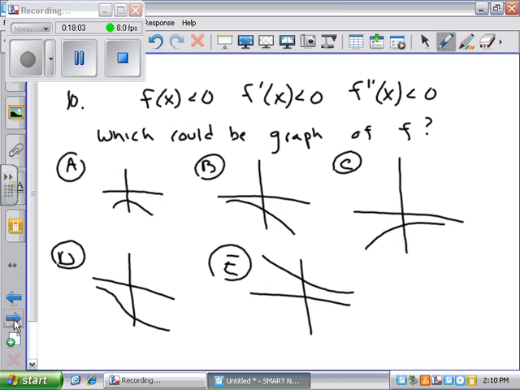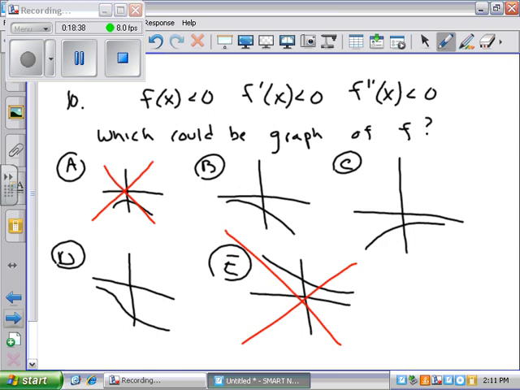Okay, so what are you looking at? They're saying the function's negative. So if the function's always negative, what does that mean about the graph? Where does it have to be? Under the x-axis. So just get rid of e right away, okay? Because the function's not negative there. It should not be increasing. The first derivative is negative, which means the function is decreasing. Can't be a because that's increasing then decreasing.